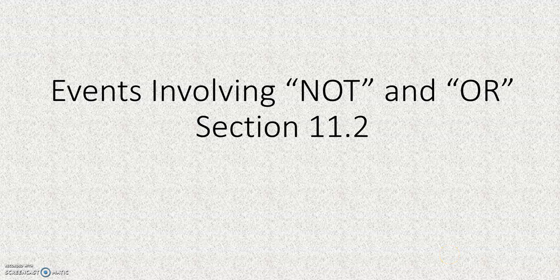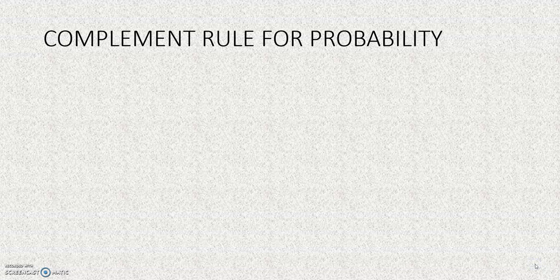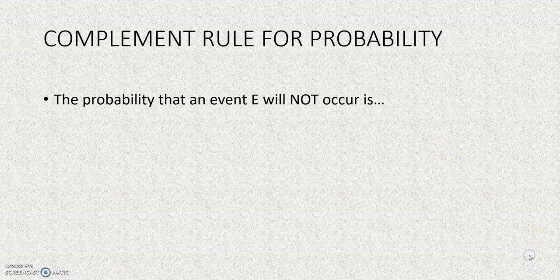Section 11.2, Events involving not and or. The complement rule for probability. The probability that an event E will not occur is 1 minus the probability that the event will occur.